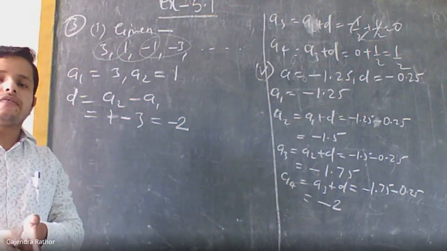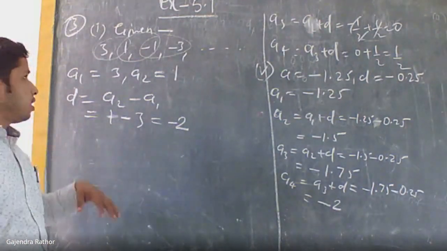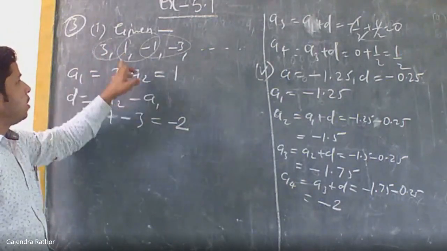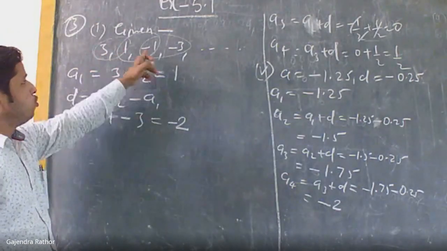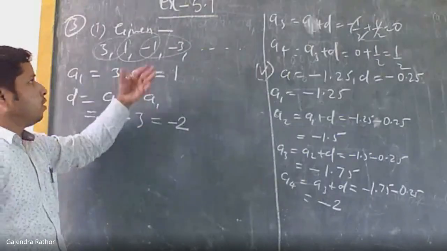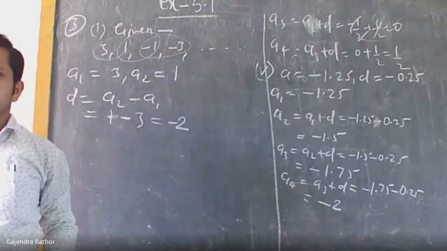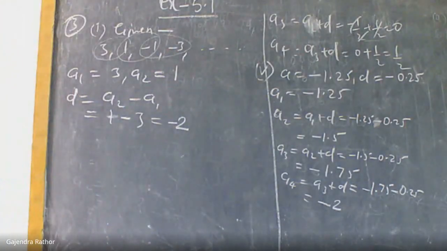After finding the common difference, we can also check the answer. Let's check: 3, minus 2 gives 1, 1 minus 2 gives minus 1, minus 1 minus 2 gives minus 3. What will be the next term? Minus 3 minus 2, minus 5. So we can also check the answer.